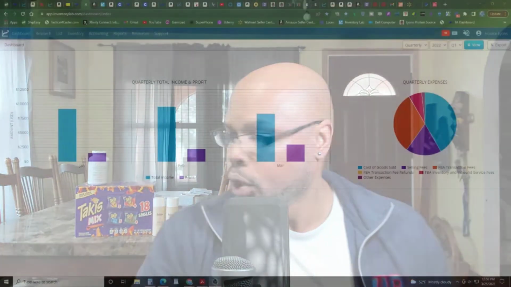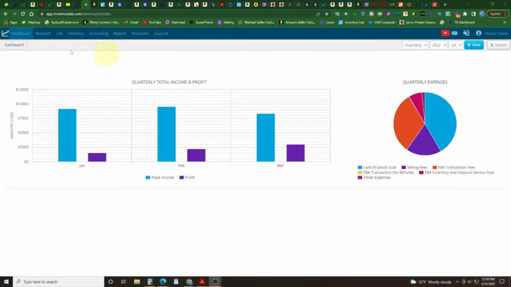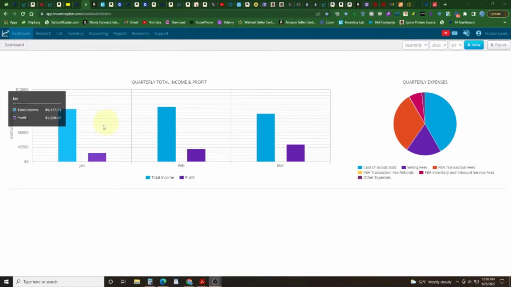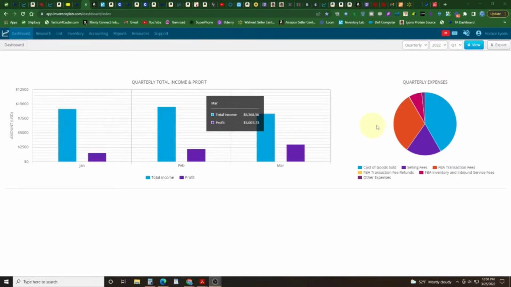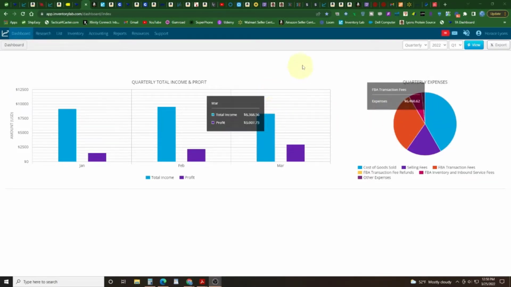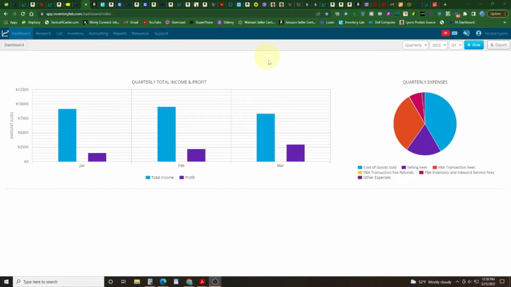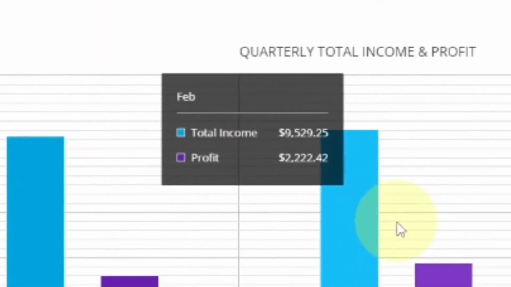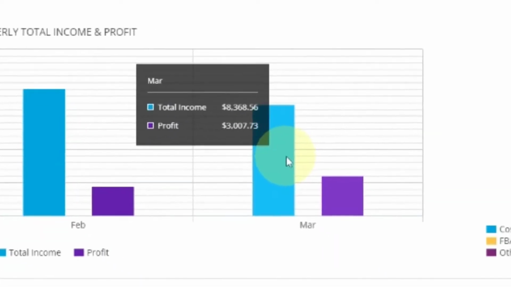Now we're going to go over into my Inventory Lab account, and you can see we're looking at the first quarter, which would include January, February, and March. What's great about this software is that it breaks down your expenses, cost of goods, FBA transaction fees, and all of those things that take away from these nice numbers we like to talk about. So you can see we only got to keep $1,500 in January and $2,200 in February. And this month isn't over yet. So far, my actual profit is around $3,000.